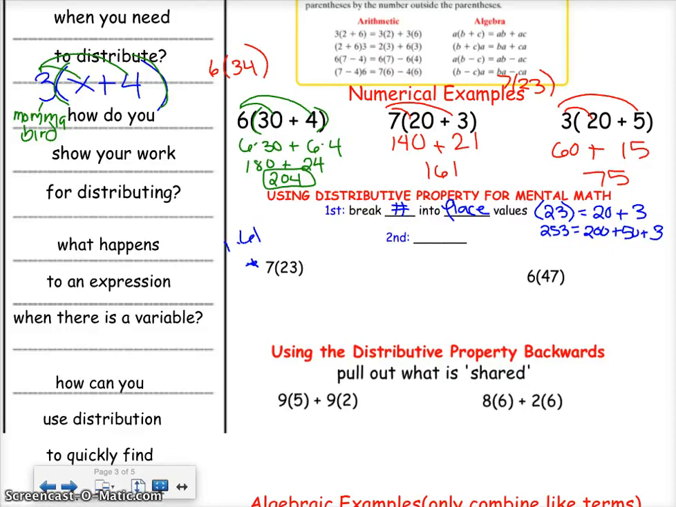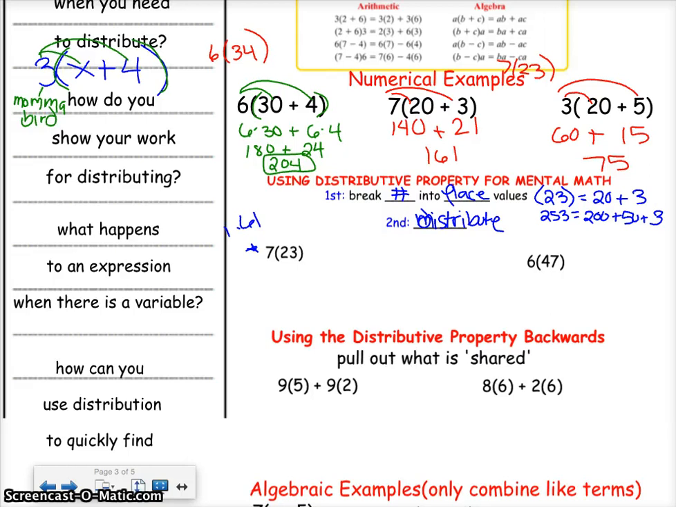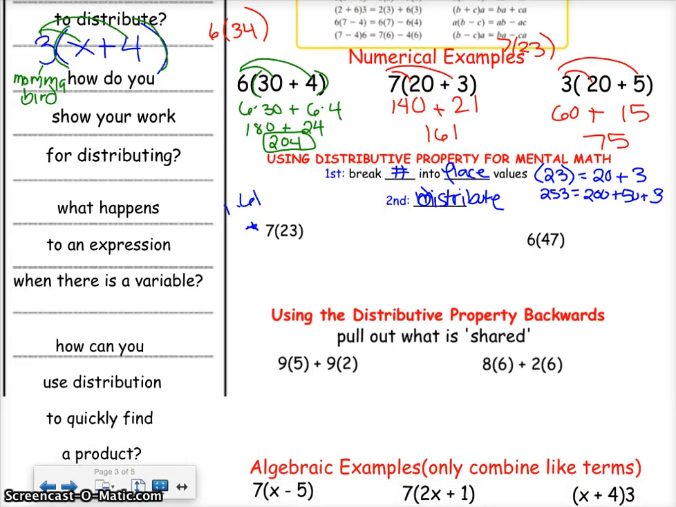And then what I do is I distribute, not multiply. Then I distribute. So let me show you an example. Again, I did this really fast in my head, didn't I? Well, what I did is I distributed my 7 to both place values.